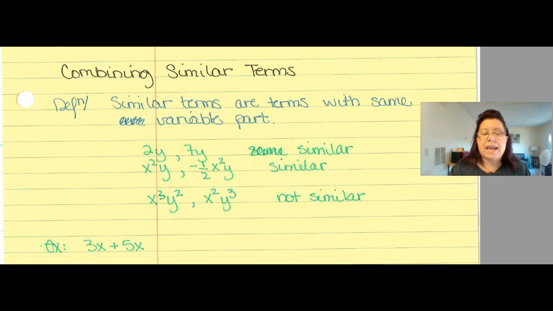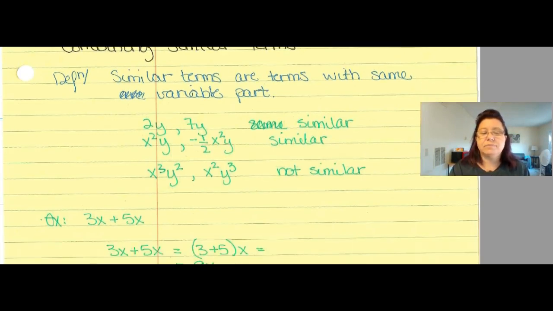Let's try 3x plus 5x. Technically, I can use my distributive property. So 3x plus 5x, they have something in common. I can factor out, and we'll talk about factoring in a second. Factor out the x, and now I have 3 plus 5. I can add 3 plus 5. 3 plus 5 is 8.